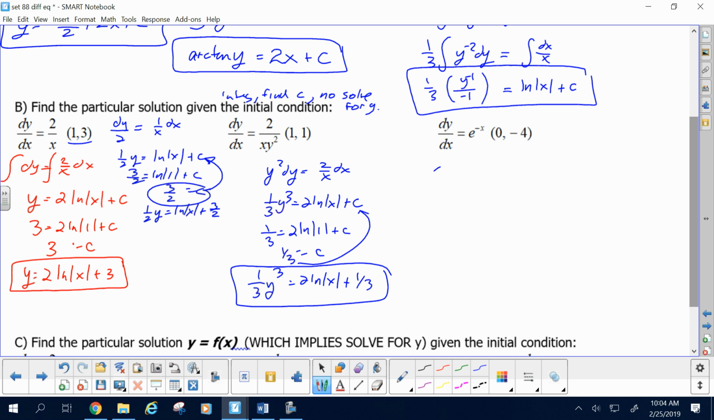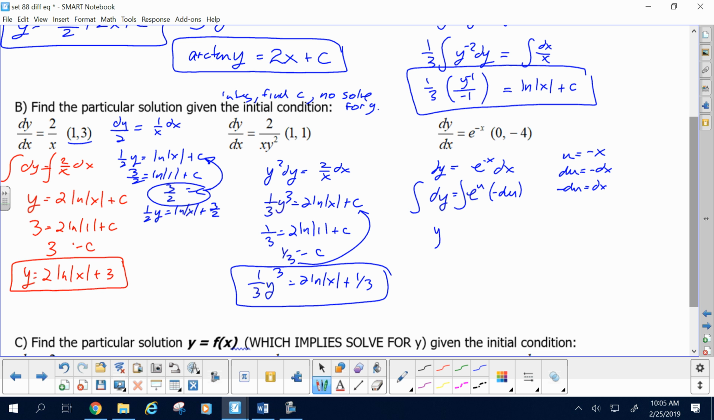The last one is a bit of an integration gotcha. I know it feels simple, but is that a function within a function? Yeah, u is negative x, du is negative dx, so negative du equals dx. This becomes something like dy equals e to the u times negative du, yeah?